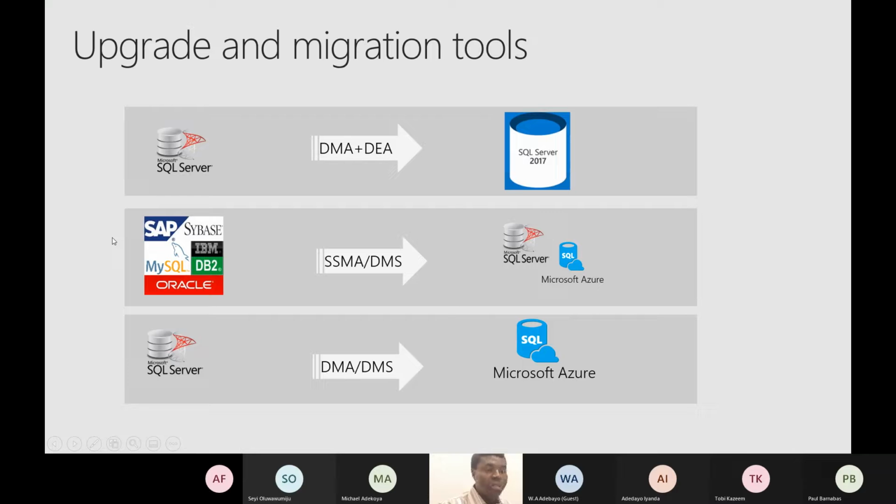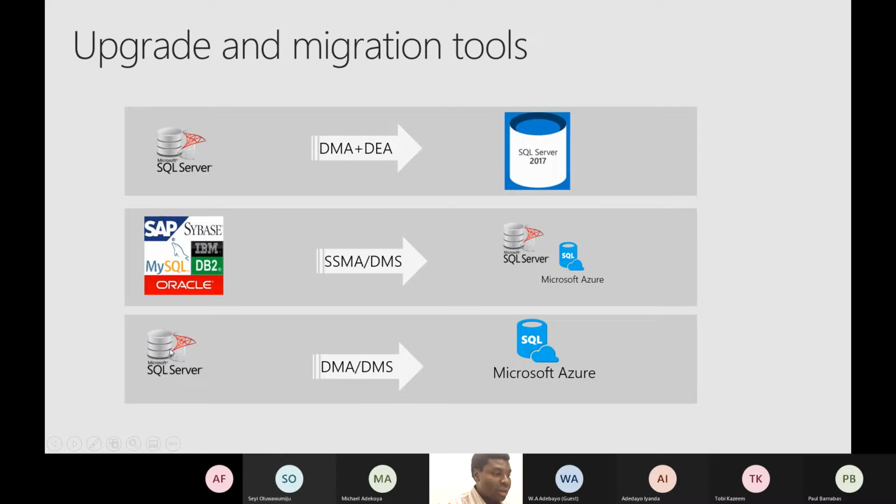The second scenario is if you have data sitting in other databases or servers that are made by different vendors, like Oracle, like SAP, like IBM. You can make use of the SQL Server Migration Assistant or the Data Migration Service. You can make use of either of these two options to migrate information from SAP, for example, to either Azure or SQL Server.